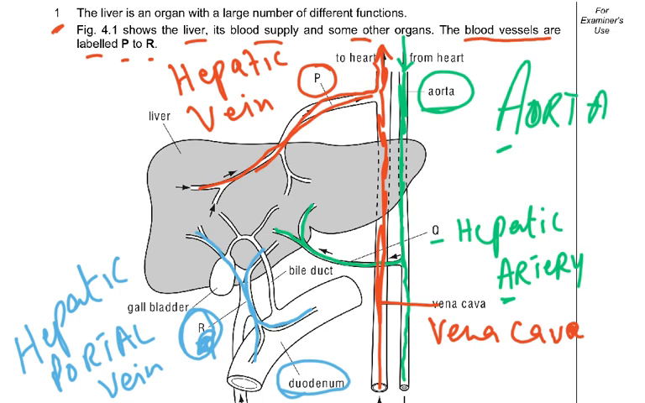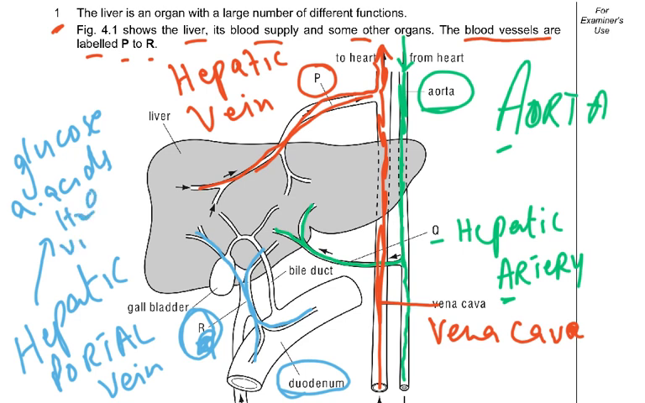If you've had chicken kadai, then it's going to have amino acids. If you've had a naan, then it's going to contain glucose. So the hepatic portal vein will contain glucose, amino acids, water, and vitamins, vitamin C, vitamin D, and it will contain any calcium or iron which you have eaten. So it will be containing mineral salts.